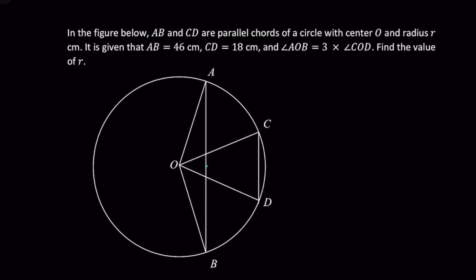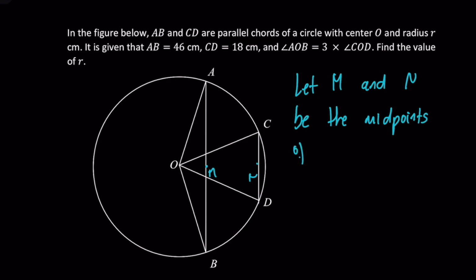First, let M and N be the midpoints. So we write: let M and N be the midpoints of AB and CD. It means that AM will be half of 46, 23, and CN will be half of 18, 9 cm.